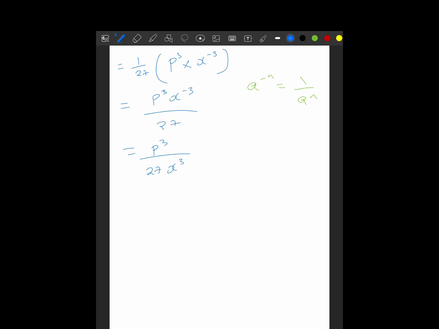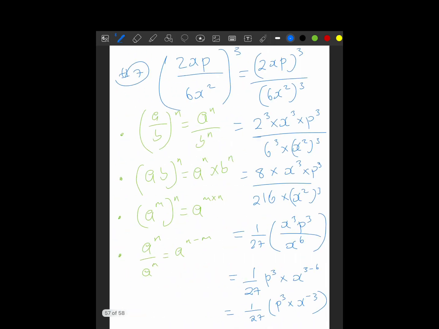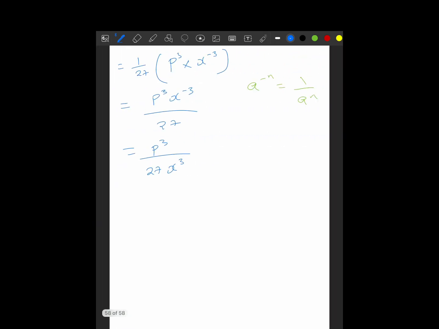So yeah, I hope this makes sense. I hope this whole thing makes sense, and it's getting more and more complicated and more fun.